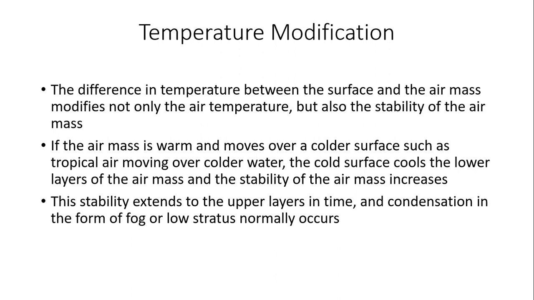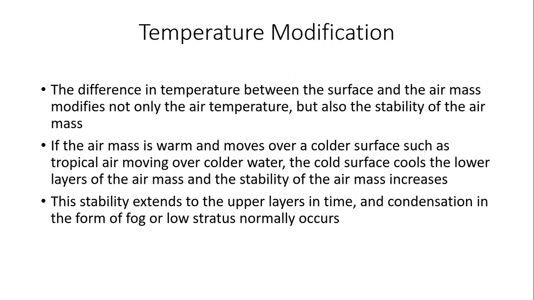If the air mass is warm, for example, and moves over a colder surface, such as tropical air moving over colder water, colder land, that colder surface from below is going to cool the lower layers of the air mass, and that stability of the air mass is going to increase. So just like I talked about in the preceding slide, colder over warmer usually yields instability. Warmer over a colder surface, warm over cold, yields stability.